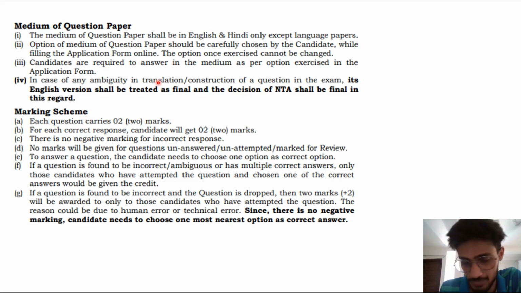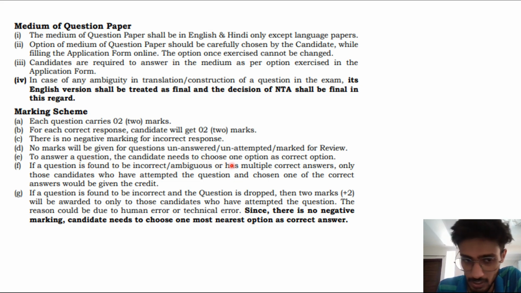Next is the marking scheme. This is important. Every question carries 2 marks and there is no negative marking. So you can attempt each and every question. You can attempt 150 questions. So there is no negative marking. Each question carries 2 marks. For each correct response, the candidate will get 2 marks. And if you leave the question, you will get 0 marks. So no marks will be given for a question unanswered or unattempted. To answer a question, the candidate needs to choose one option as the correct option.